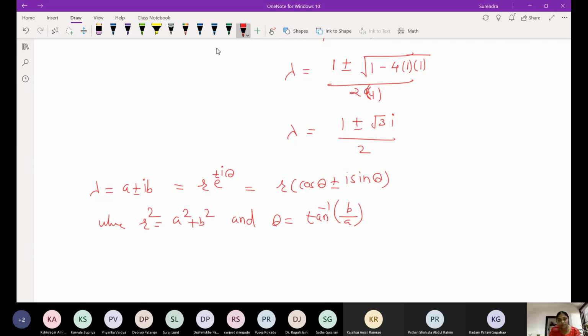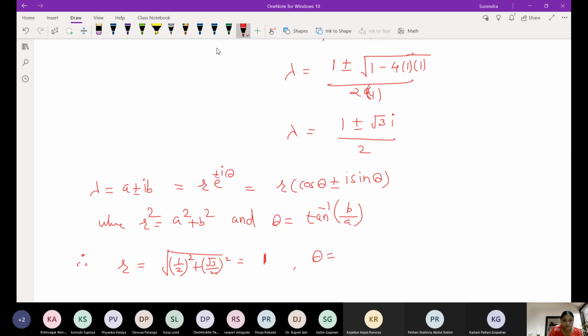So what is a and b here for this one? 1 by 2, square root 3 by 2. So what is theta? What is r? Therefore r is equal to under root 1 by 2 square plus under root 3 by 2 square. What is that? 1 by 4, 3 by 4. So 4 by 4 means 1, right? r is equal to 1.